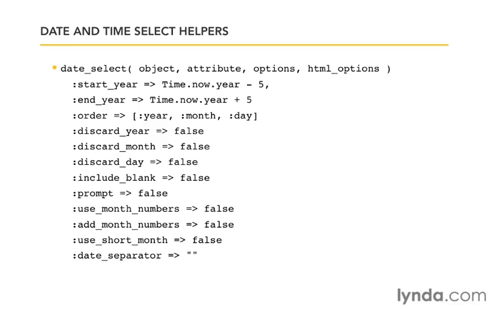And we have an include blank option like we had with select. We also have a prompt option, which instead of just being a blank option, will give you the name of what you're going to be picking. So it'll say month at the top of the month one, year at the top of the year one. It'll just give you a label by passing in prompt true. There's a few other choices: using the month numbers, adding the numbers to go with the name of the month, or using a short month name. And then last of all, we have the date separator. What should separate those? By default, there's no separator, but you could put a slash, for example, if you wanted to separate the different fields by a slash.